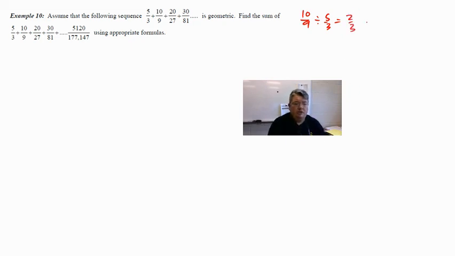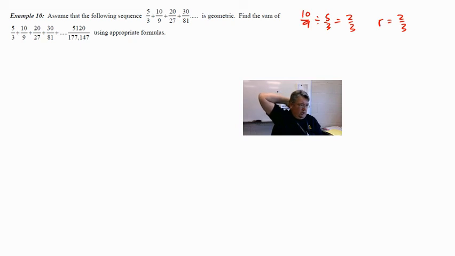Okay, so that's my ratio. The ratio is 2/3 if it's geometric. Well, 10/9 times 2/3. 10 times 2 is 20. 9 times 3 is 27. Okay, 20 times 2 is... 3 times 3 is 9 times 3, 5, 10, 20. Shouldn't this be 40?